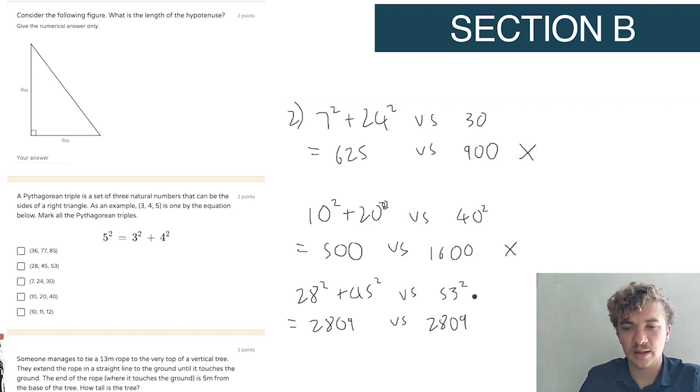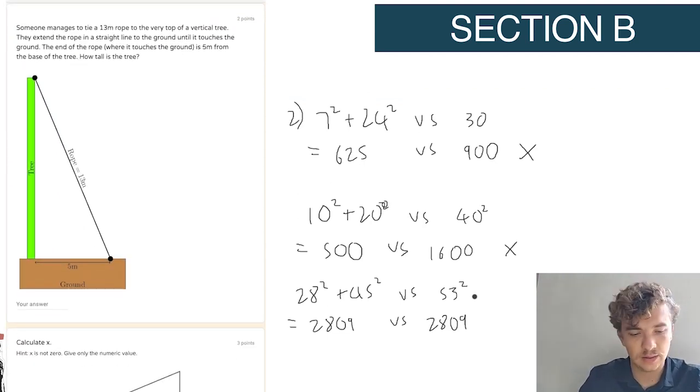You type 36, 77, and 85 into your calculator, or the squares of them. So you type 36 squared plus 77 squared into your calculator, and then you see if it's equal to 85 squared. It is, so that's a correct option. And then you type 10 squared plus 11 squared into your calculator, and then you see if that's the same as 12 squared. It's not, so the only two options are those options over there.